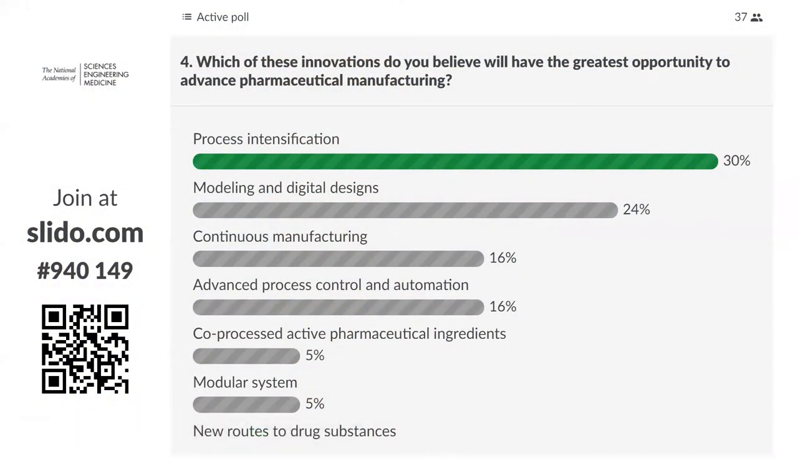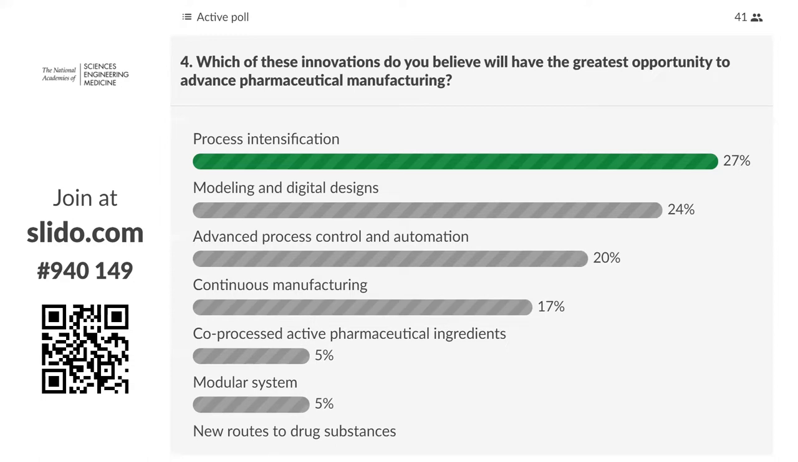So the first question was, a relevant question: which of these innovations do you believe will have the greatest opportunity to advance pharmaceutical manufacturing? And there was quite a bit of support for process intensification and also modeling and digital designs, but obviously continuous manufacturing, modular systems, I suspect, is lower on the list just because it's probably a part of that process intensification and continuous manufacturing. And again, with the advanced process control and automation. But it's interesting to see that all of these are viewed as important, but perhaps there are areas where specific companies or innovators have different interests.